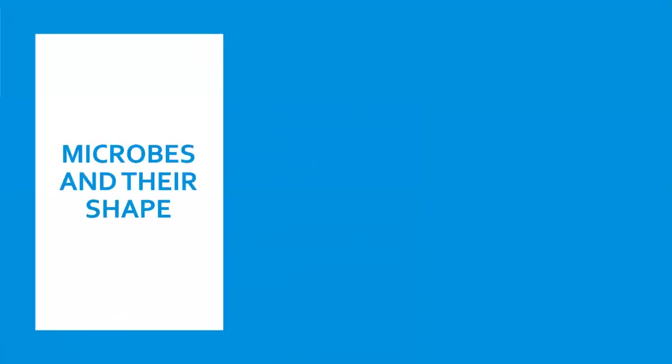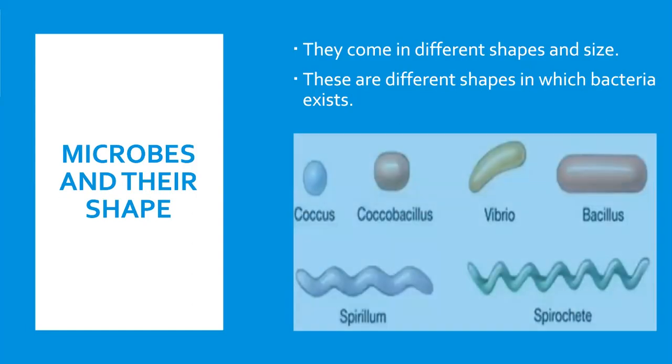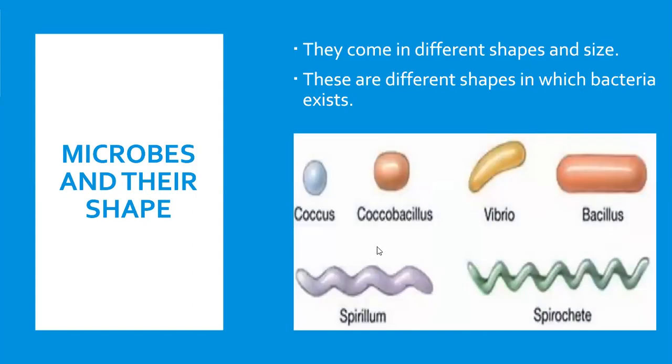Now, there are different types of shapes of microbes. The different types of shapes exist for bacteria. First is coccus, cocobacilli, vibrio, bacillus, spirillum, and spirochetes. So these are the different types of bacteria and their shapes. So if I have Vibrio cholerae, it would look like this in shape, and if I had a Streptococcus, then it will look like a coccus in shape, right?